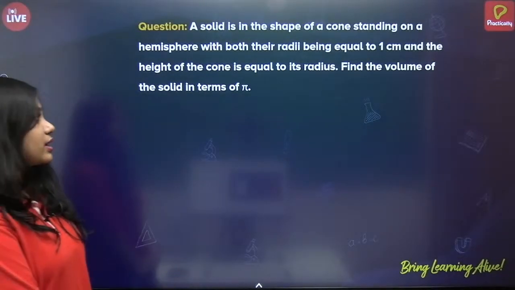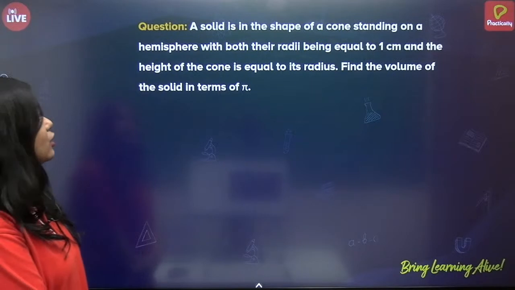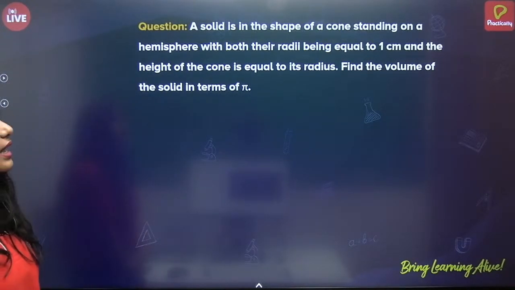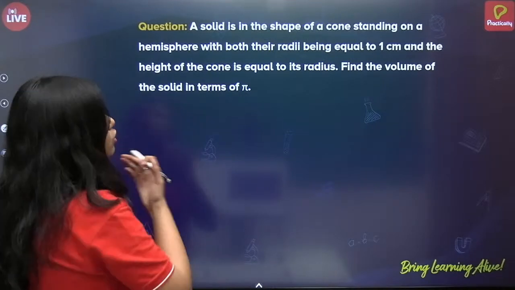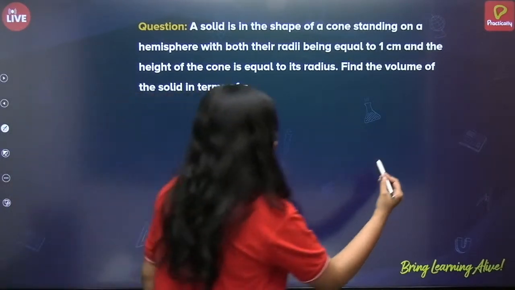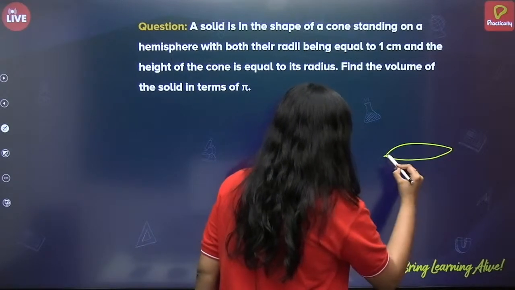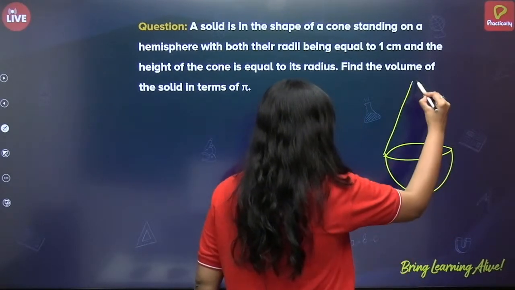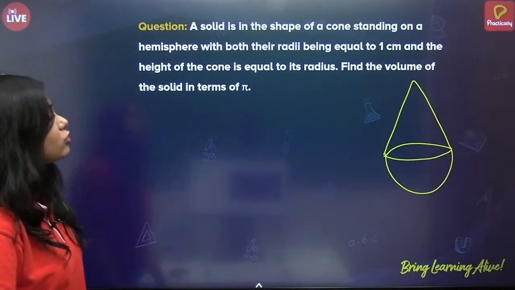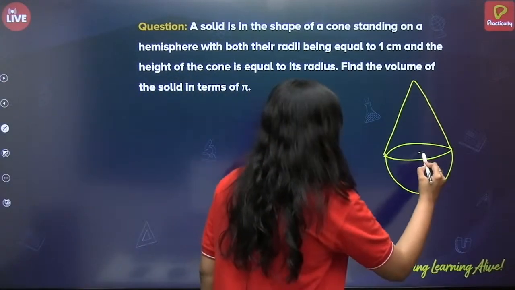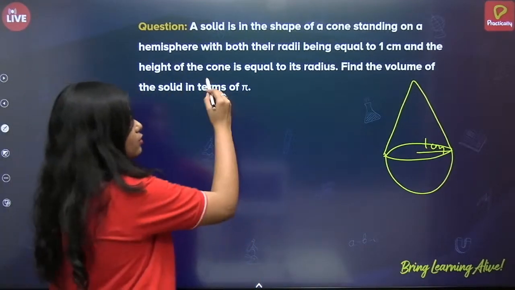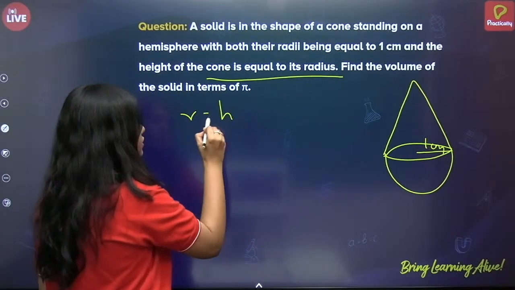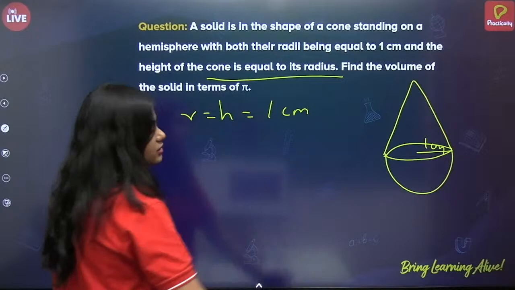So here's the first one. A solid is in the shape of a cone standing on a hemisphere with both their radii being equal to 1 centimeter and the height of the cone is equal to its radius. Okay. So let us draw the figure first. So there is a hemisphere. On it, there is a cone standing, okay, and both of their radii is 1 centimeter. So this is 1 centimeter, and the height of the cone is equal to its radius. So R is equals to H is equals to 1 centimeter, correct?